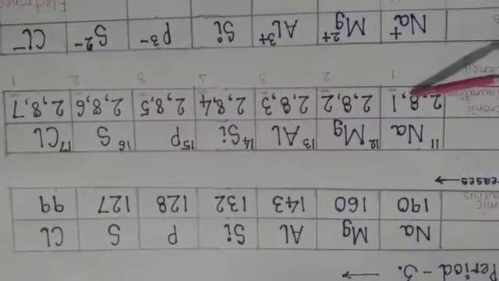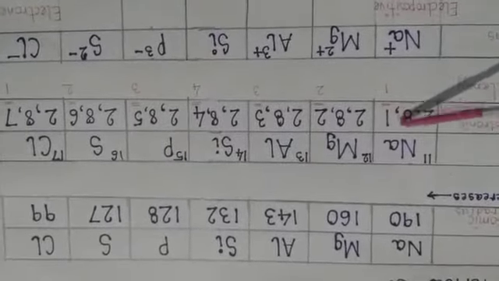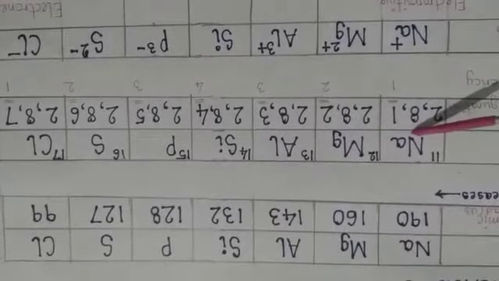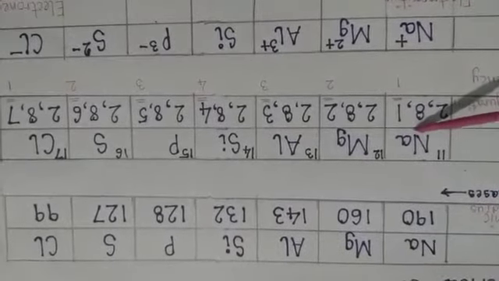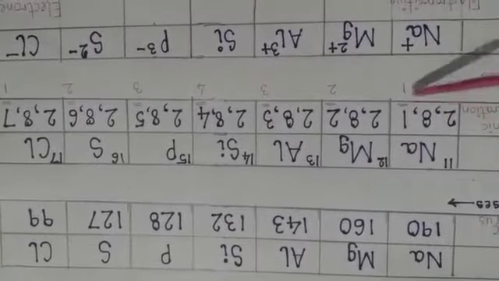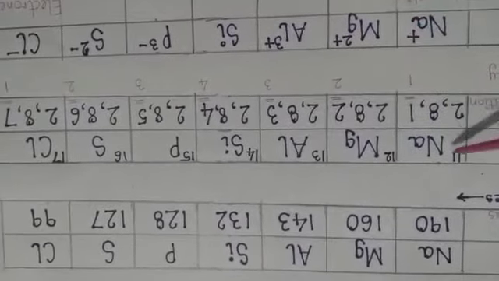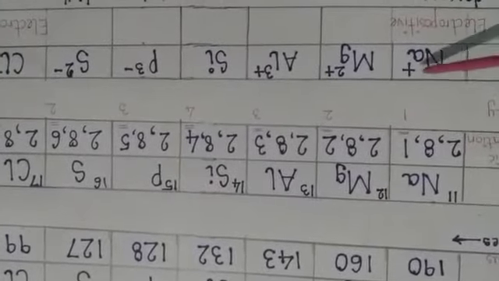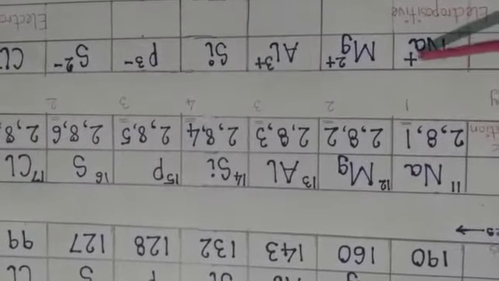Now what is electropositivity? You've done it: the tendency of the atom to give away the electron is electropositivity. So sodium easily gives away this one electron, so it gets a positive charge. So Na becomes Na+. These positive ions, you've done, are called cations.